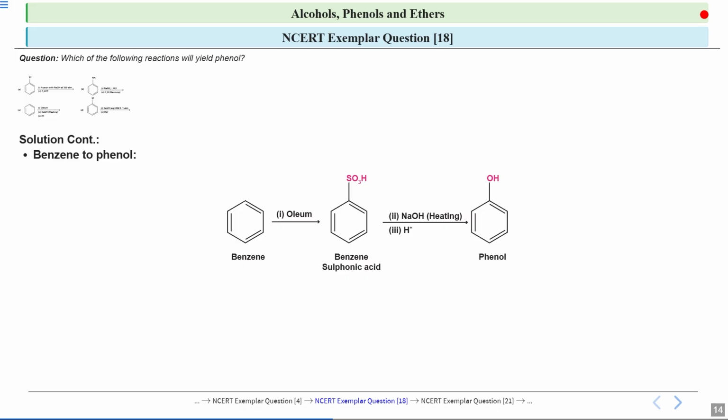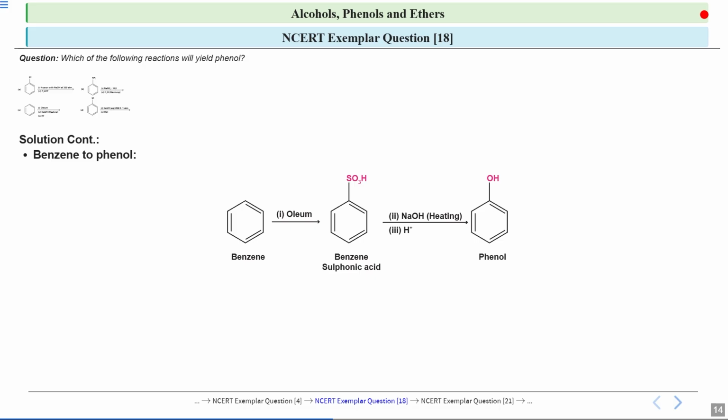So what is happening in this step? It involves the attack on benzene, that is electrophilic substitution. The pi electrons of benzene attack SO3H+, forming a resonance stabilized arenium ion. And the last step involves deprotonation, that means loss of H+. It restores the aromaticity, giving benzene sulfonic acid.